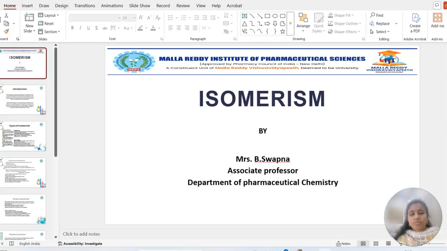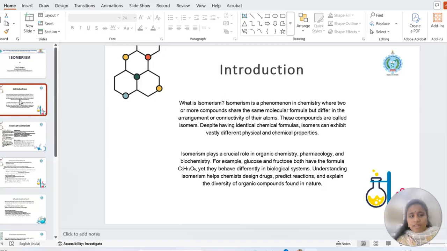Today, my topic is about isomerism. Isomerism is a topic of compounds having the same molecular formula but different physical and chemical properties. First of all, what is isomerism? Isomerism is a phenomenon in which compounds have the same molecular formula but differ in their arrangement of atoms. These compounds are called isomers.